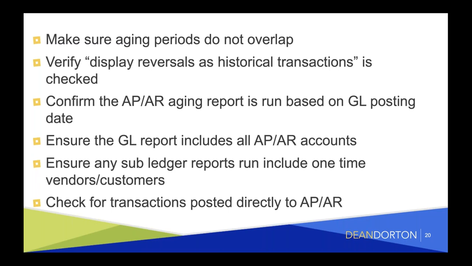Verify display reversals is checked. That's when you run the AP/AR aging reports. Confirm the aging report is run based on the GL posting date. Ensure the GL report includes all AP/AR accounts. Ensure any subledger reports run include one-time vendors, customers, and check for transactions posted directly to the AP and the AR.